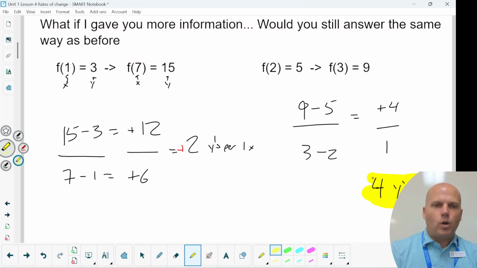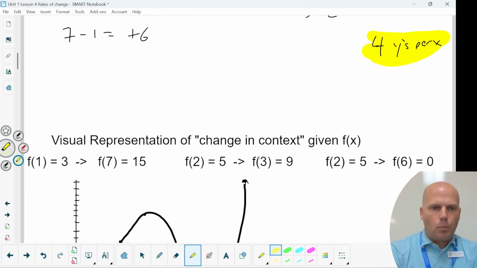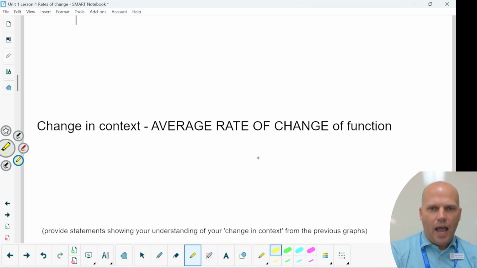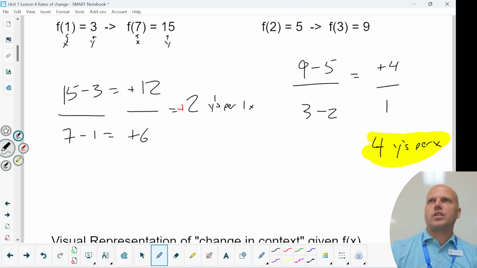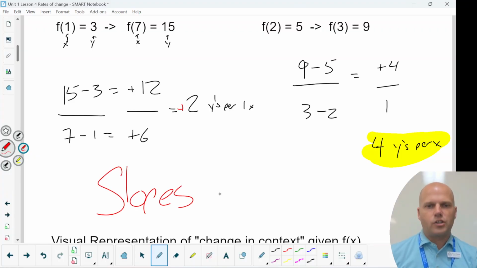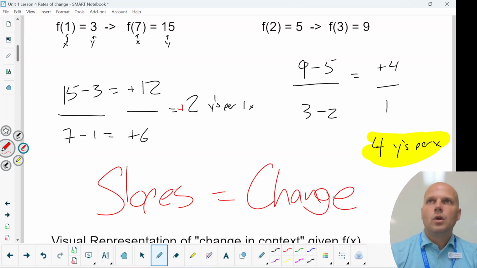And then we talk about what did we just do here? We found the slope. Average slopes. This is the first time we're going to talk about it, and we're going to talk about it over and over and over again. This is a key concept. Star this, underline it. Slopes are change. Remember this all year. If you want to figure out how things are changing, look at the slope.